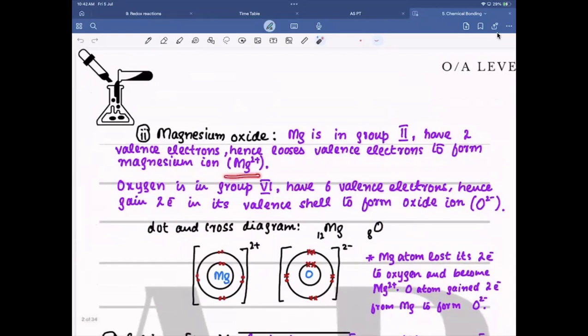If we talk about oxygen, oxygen is in group 6, so it has 6 valence electrons. It gains 2 electrons to form an oxide ion, so the oxide ion has a 2- charge. Is this understandable?